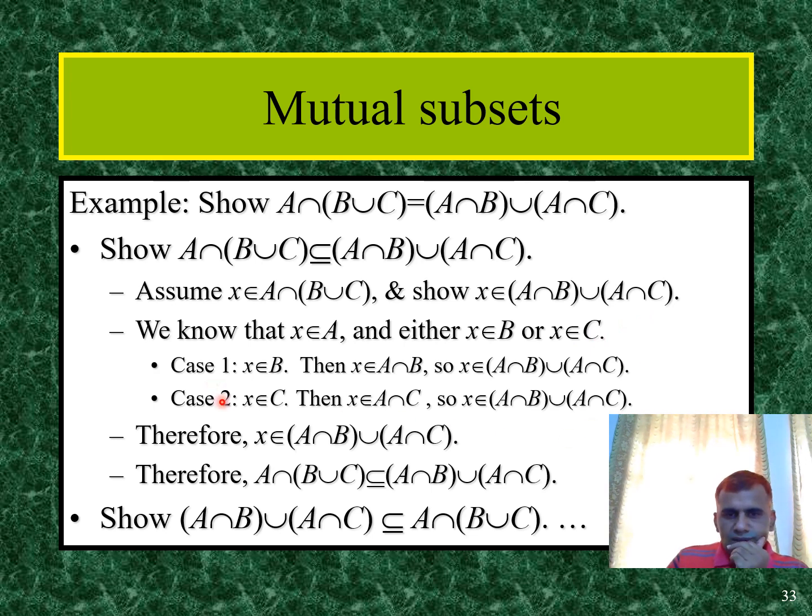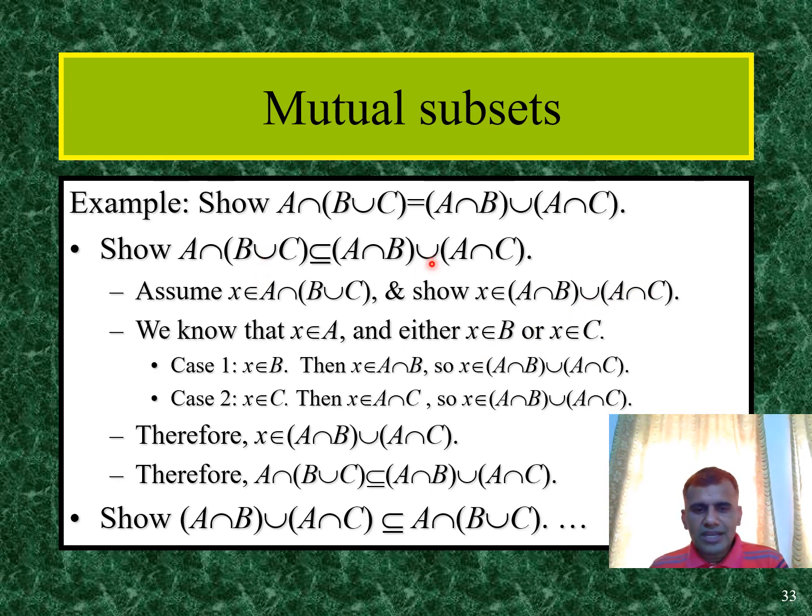We know that X belongs to A and either X belongs to B or X belongs to C. So case 1, X belongs to B. X belongs to A is there and X belongs to B. That means X belongs to A intersection B. So X belongs to (A intersection B) union (A intersection C). Now next case, suppose X belongs to C. That means X belongs to A intersection C. So in this case also X belongs to (A intersection B) union (A intersection C). So we have started from X belongs to A intersection (B union C), and we have shown that X belongs to (A intersection B) union (A intersection C). That means this is a subset of this one.